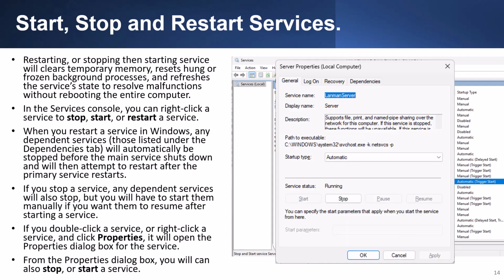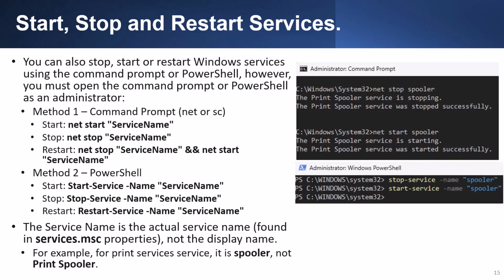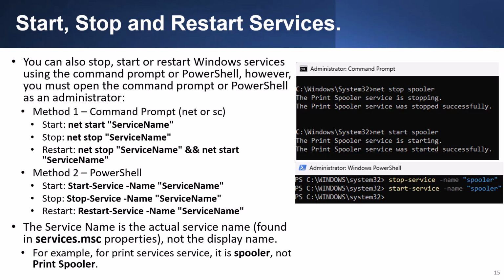If you double-click a service or right-click a service and click Properties, it will open the Properties dialog box for the service. From the Properties dialog box, you can also stop or start a service. You can also stop, start, or restart Windows services using the command prompt or PowerShell. However, you must open the command prompt or PowerShell as an administrator.